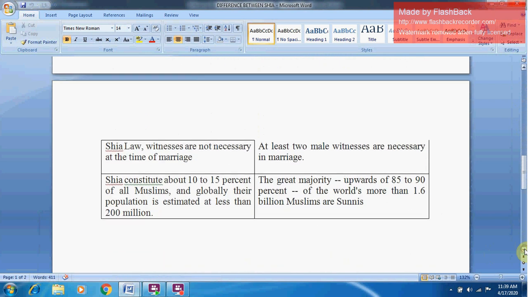In Shia law, witnesses are not necessary at the time of marriage. And in Sunni law, at least two male witnesses are necessary in marriage.